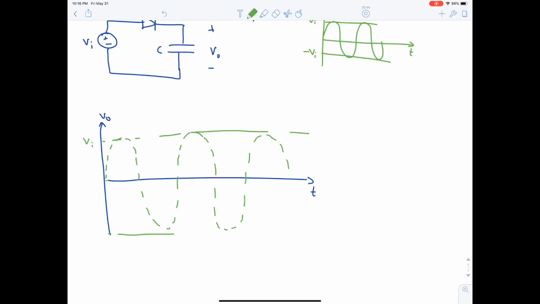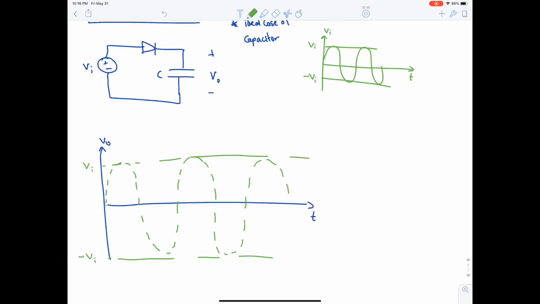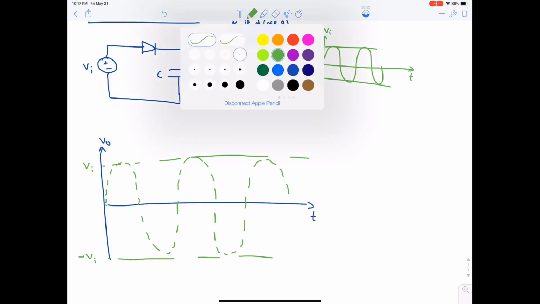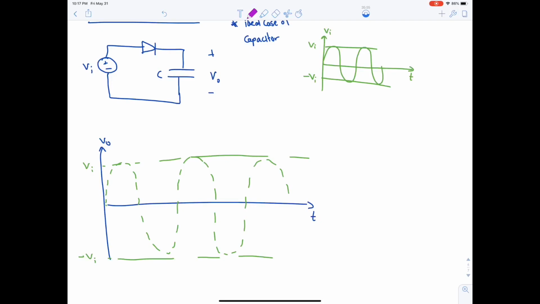VI, minus VI. Now here, the source is flowing in the positive and negative direction. It's going upwards to the positive peak and then downwards to the negative peak. The job of the capacitor is to charge itself.